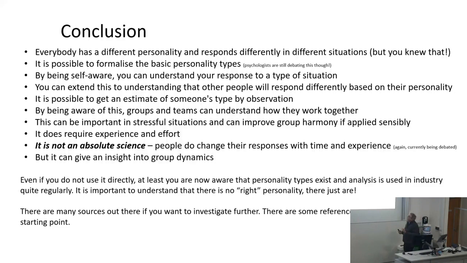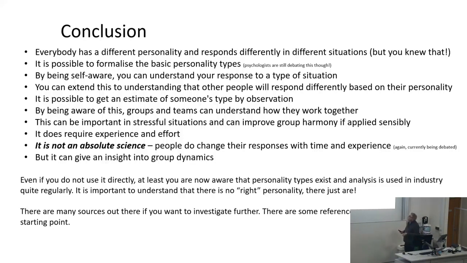But by being self-aware, you can understand your response to a type of a situation. You can critically evaluate your response afterwards and go, that's how I responded. Did I respond the right way? Why did I respond that way? What buttons did these other people push on me to make me react in the way I did? So you can start to learn about yourself if you start analysing your responses. You can do the test as well. That gives you a clue. Okay. It's possible to get an estimate of someone's type by observation, a little bit. Keep critically evaluating that as well.